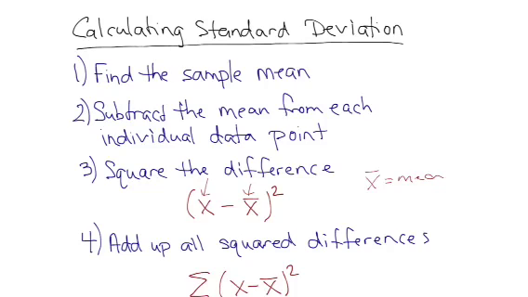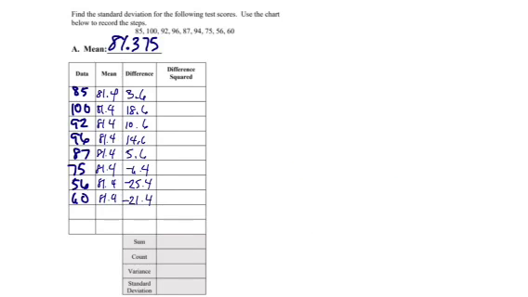So I want to square the difference. That means for the first row, I need to take 3.6 squared. And obviously, this is a calculator activity. I got 12.96. And then the next one, I need to do 18.6 squared. Ooh, that's a big number, 345.96, and then 10.6 squared.